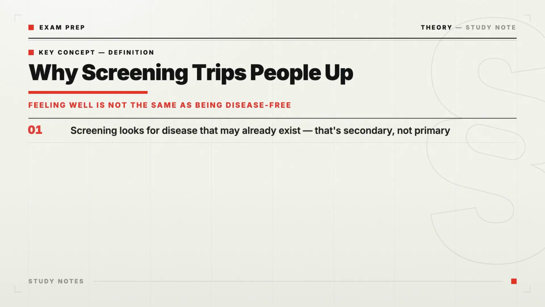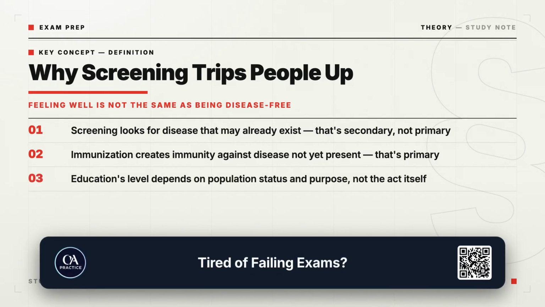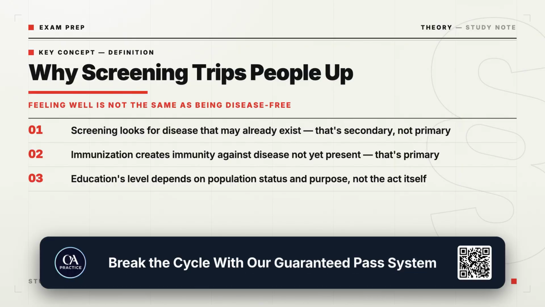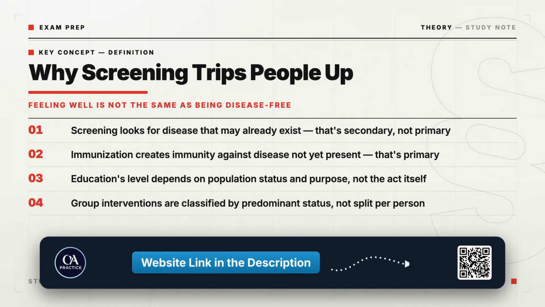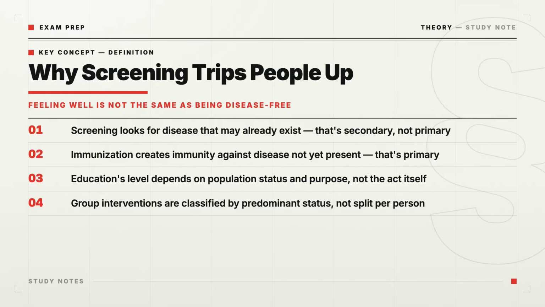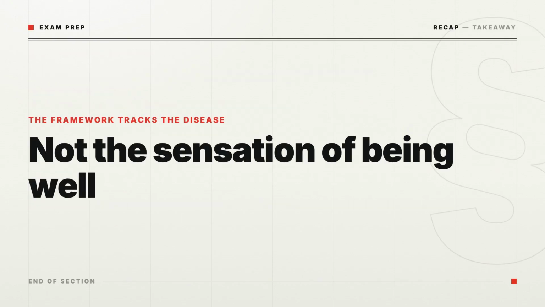The most common error is calling screening primary just because the people feel healthy. But screening looks for disease that may already be present, so it's secondary. Immunization, by contrast, builds immunity against disease that isn't there yet. That's what makes it primary. Education shifts levels depending on who's being taught and why, and when a whole group is involved, one label is assigned based on the group's predominant status. Whenever you classify an intervention, ask one question: where does this action fall relative to the disease process? That answer, not how it feels, is what determines the level.